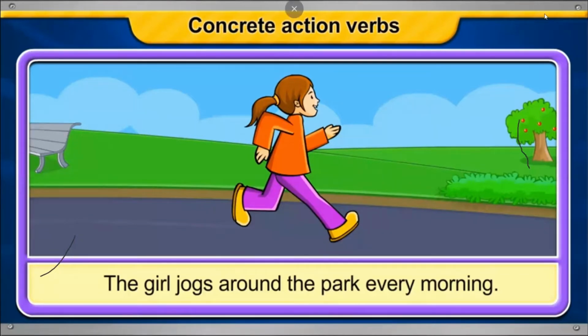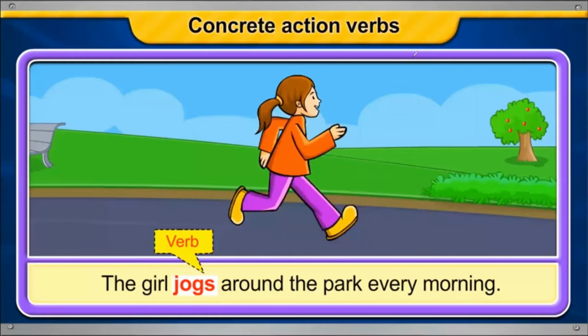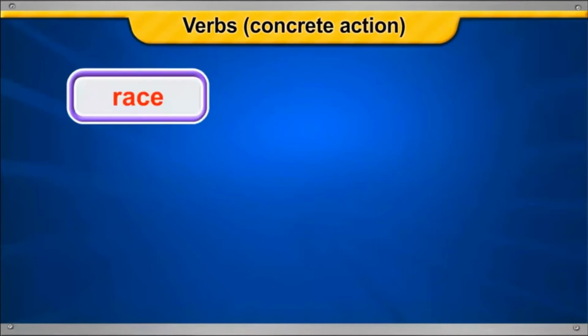The girl jumps. The word jumps. Now we are studying, discussing the concrete action verbs. That means verb type number 1, concrete action verbs. Did you write concrete action? Please write down concrete action. Concrete action.